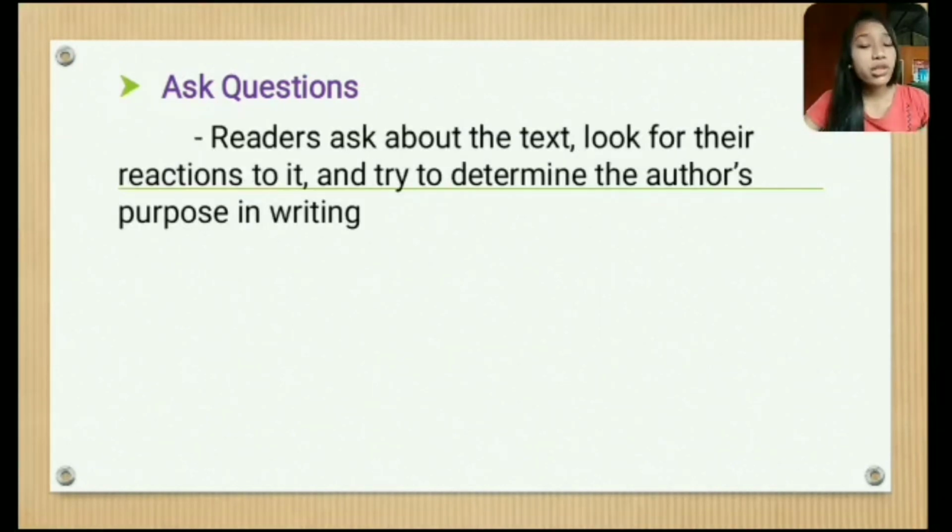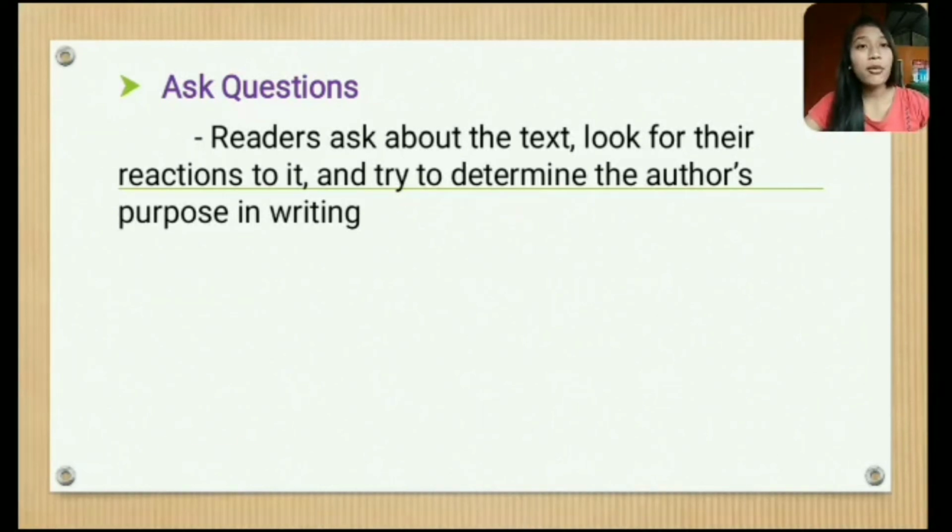This comprehension strategy helps the students to clarify and comprehend what they are reading. The students will think critically about the purpose of the author in writing the text. The readers ask about the text, look for reactions to it, and try to determine the author's purpose in writing that specific text.